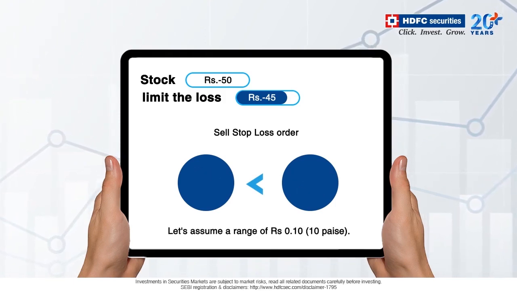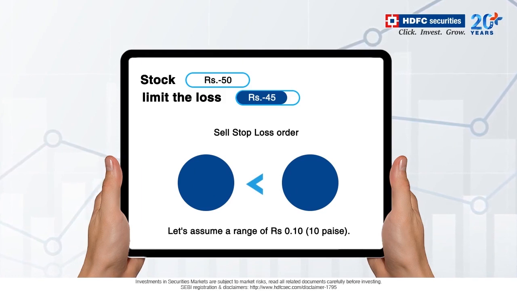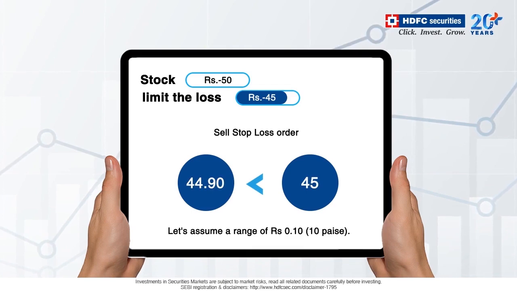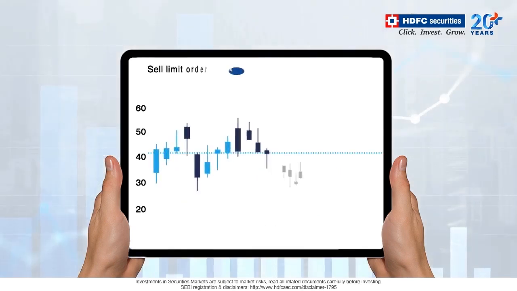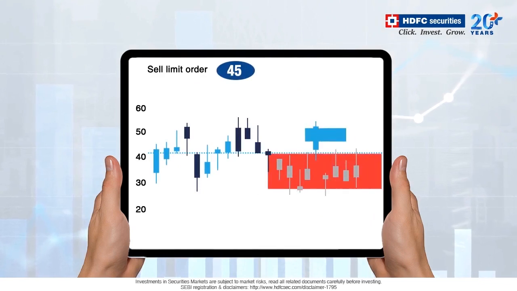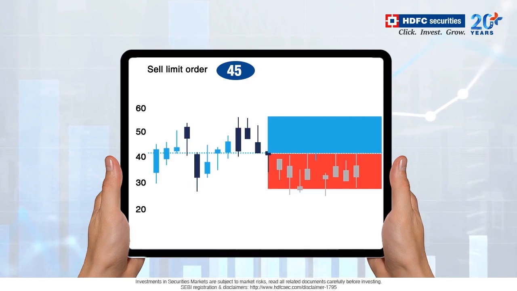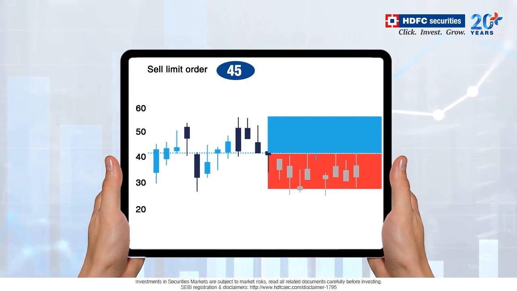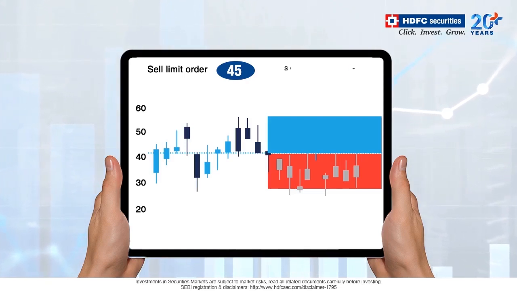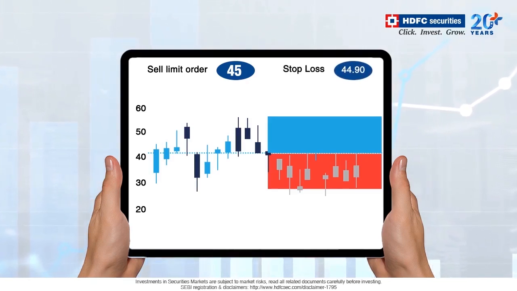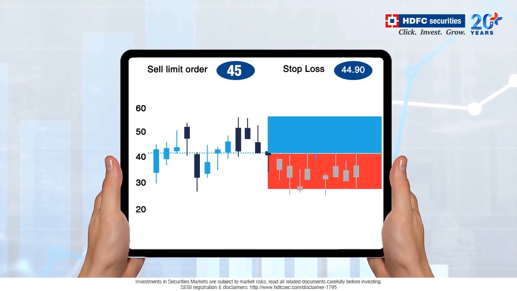Let's assume a range of 10 paise. Here you can keep trigger price equal to 45 and limit price equal to 44.90. When the price of 45 is triggered, the sell limit order is sent to the exchange and your order will be squared off at the next available bid price above 44.90. So, your stop-loss order may get executed at 44.90 or higher, but not below 44.90.